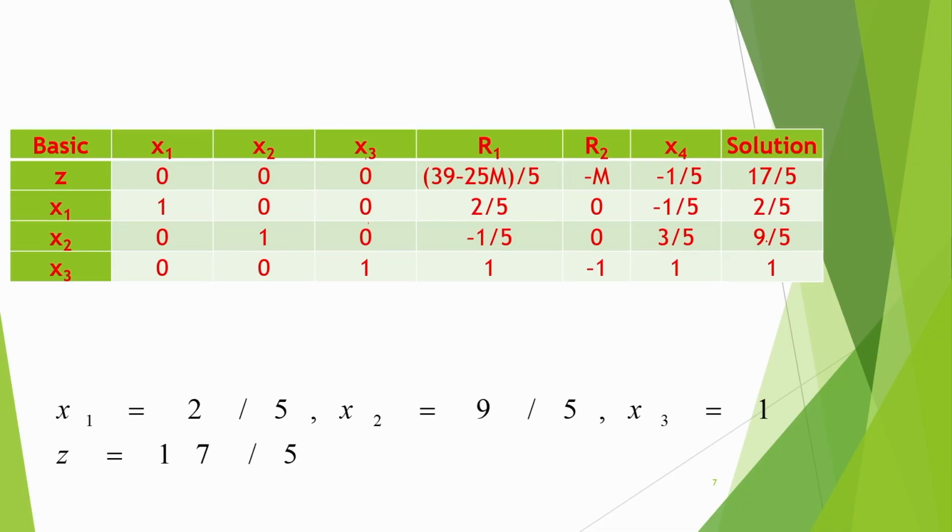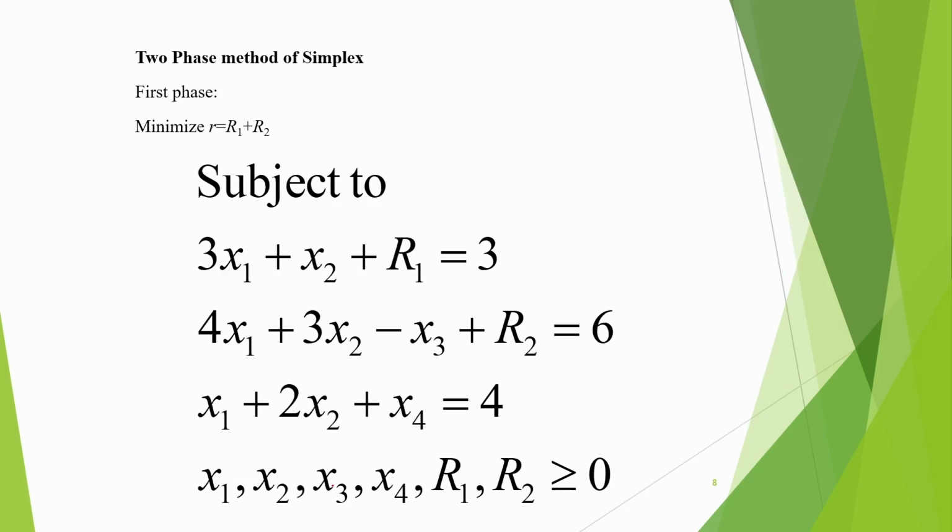So now the answer has come: 17 by 5, 2 by 5, 9 by 5. So therefore the solution is what? x1 is equal to 2 by 5, x2 is equal to 9 by 5, and x3 is equal to 1, and the solution came as z is equal to 17 by 5. So this was the big M method.